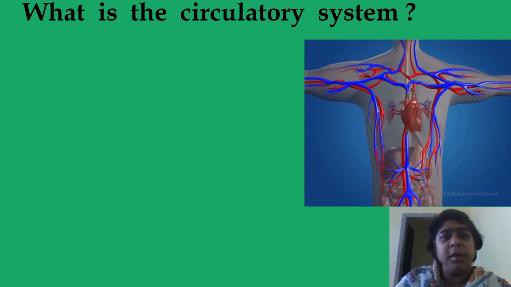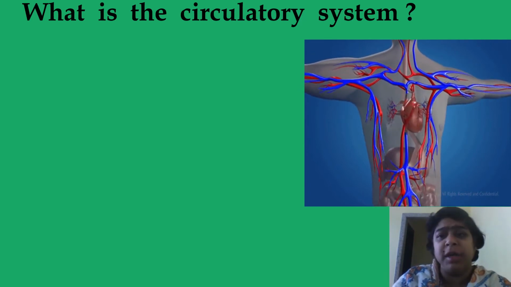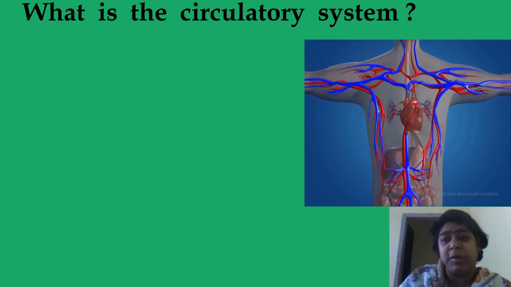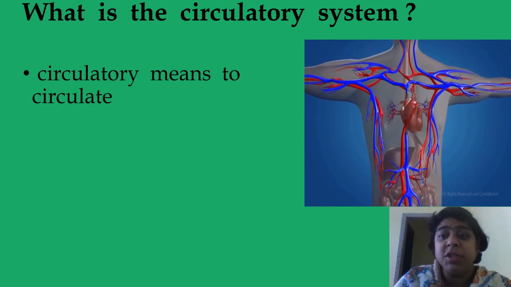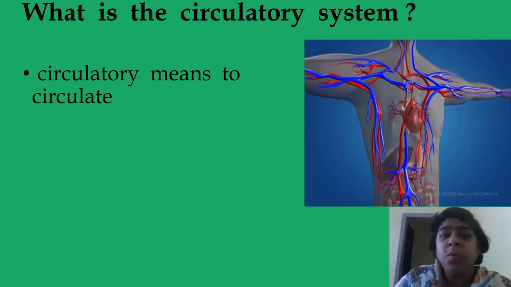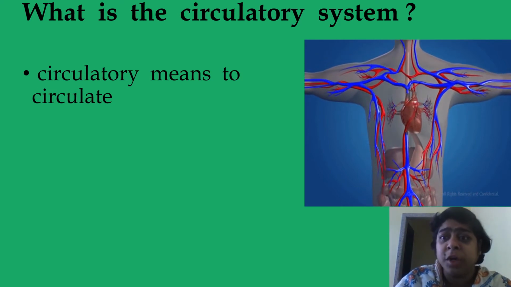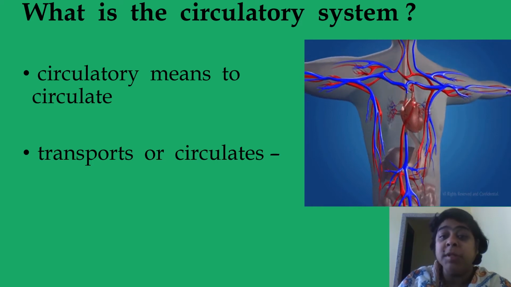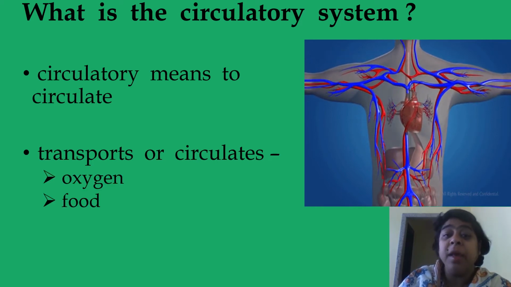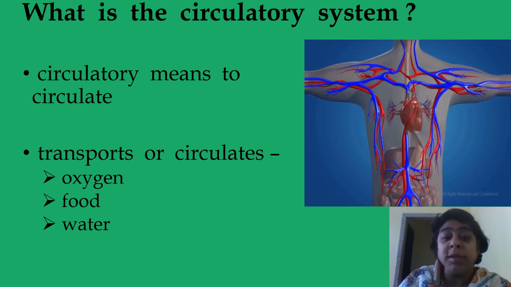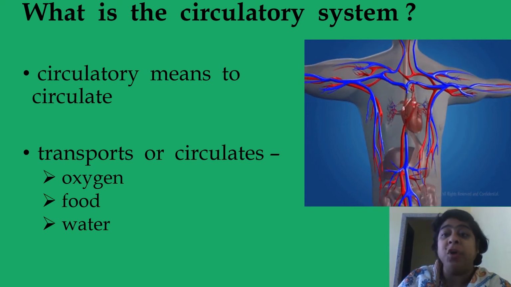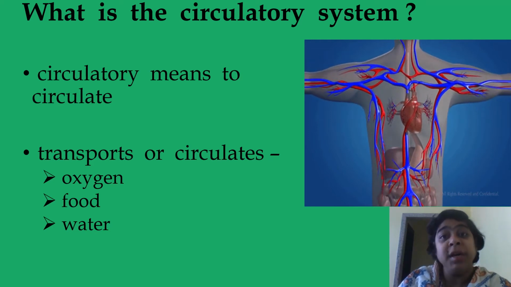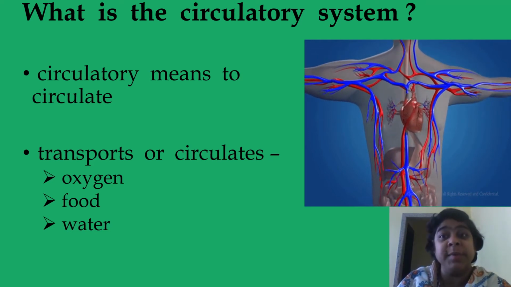Now children, what is the circulatory system? What is the meaning of circulatory? Circulatory means to circulate. So what is the circulatory system circulating in our body? It circulates or transports oxygen, food and water to all the parts of our body. Now we will go ahead to hear about the circulatory system in detail.